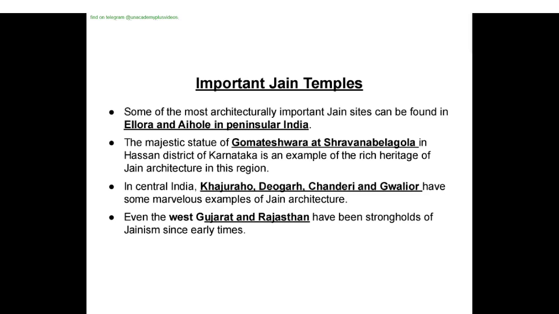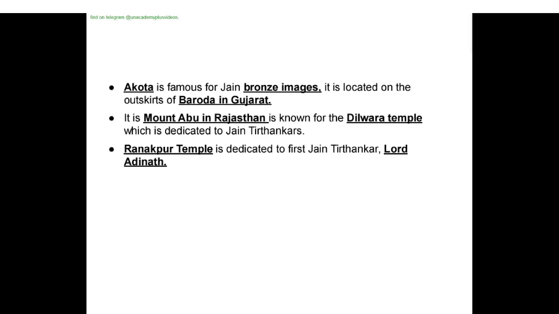Important Jain temples. Some of the most architecturally important Jain sites can be found in Ellora and Aihole in peninsular India. The majestic statue of Gomateshwara at Shravanabelagola in Hassan district of Karnataka is an example of the rich heritage of Jain architecture in this region. In central India, Khajuraho, Deoghar, Chanderi, and Gwalior have some marvelous examples of Jain architecture. Even West Gujarat and Rajasthan have been strongholds of Jainism since early times.